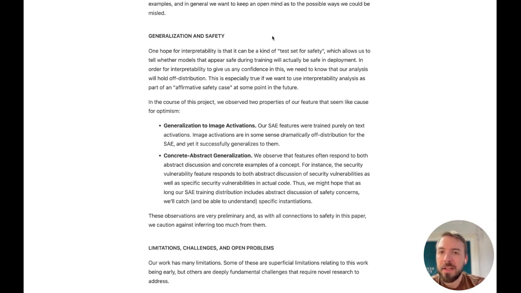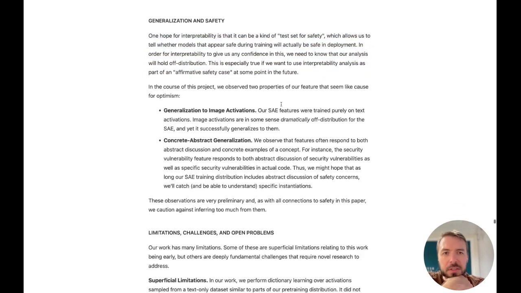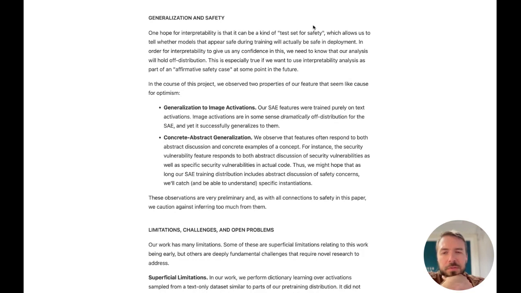Generalization and safety. One hope for interpretability is that it can be a kind of test set for safety, which allows us to tell whether models that appear safe during training will actually be safe during deployment. In order for interpretability to give us any confidence in this, we need to know that our analysis will hold off distribution. Right. This is especially true if we want to use interpretability analysis as part of an affirmative safety case at some point in the future.